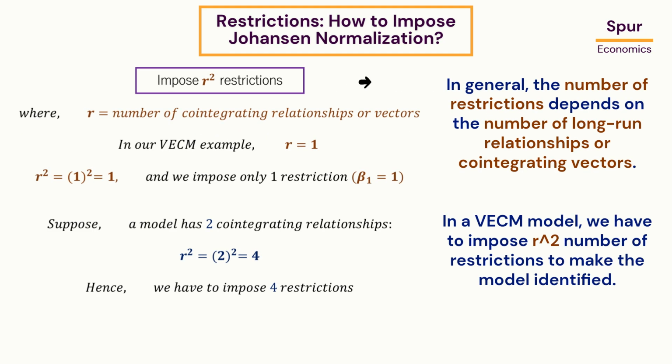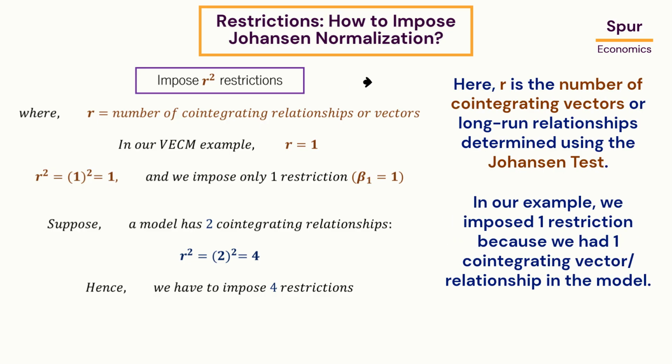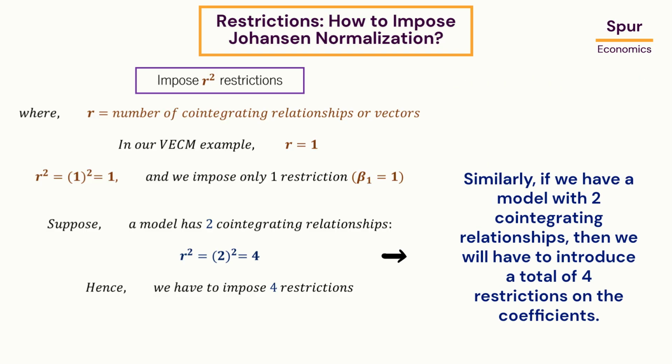In general, the number of restrictions depends on the number of long-run relationships or cointegrating vectors. In a VECM model, we have to impose R² number of restrictions to make the model identified. Here, R is the number of cointegrating vectors or long-run relationships determined using the Johansen test. In our example, we imposed one restriction because we had one cointegrating relationship in the model. Similarly, if we have a model with two cointegrating relationships, then we will have to introduce a total of 4 restrictions on the coefficients.